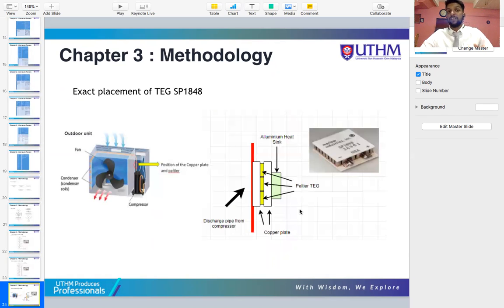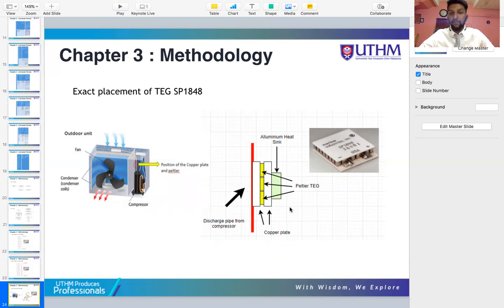The next is the exact placement of my TEG SP1848, where it is being placed at the compressor, near the compressor discharge pipe. It will be placed in a sandwich mode between copper plates, two copper plates.